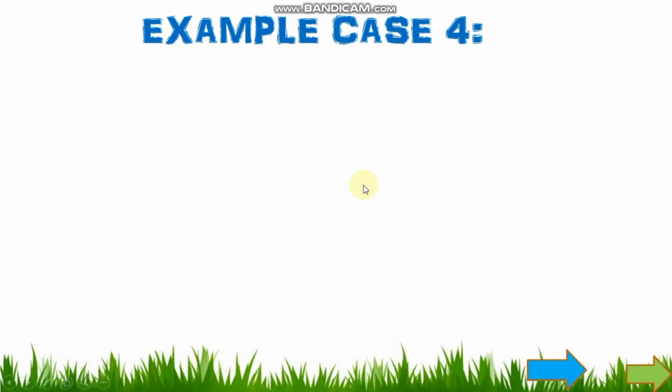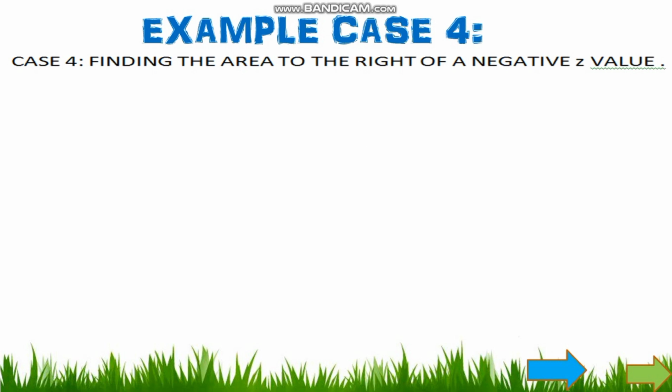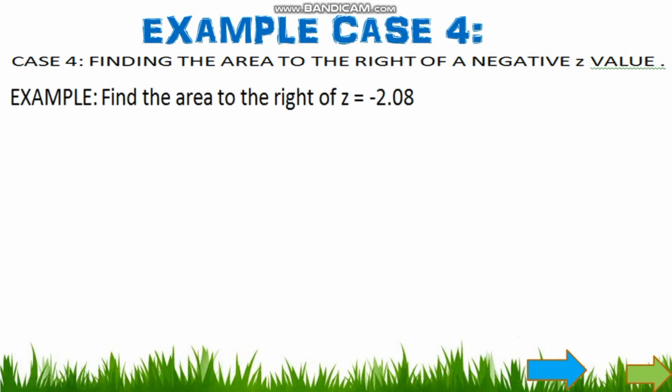Let's move on now to case 4 in finding the area of the normal curve. So we have case 4, the area to the right of any negative z value. For example, find the area to the right of z equal to negative 2.08. Again, we have this notation since it is to its right, so we have the probability of z greater than negative 2.08.